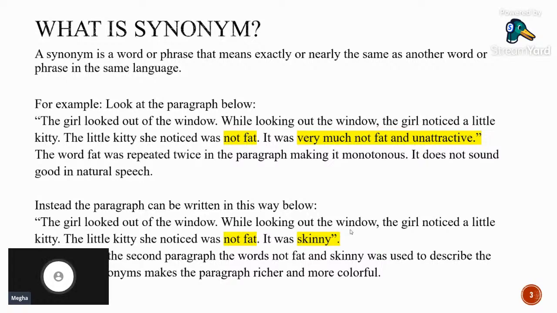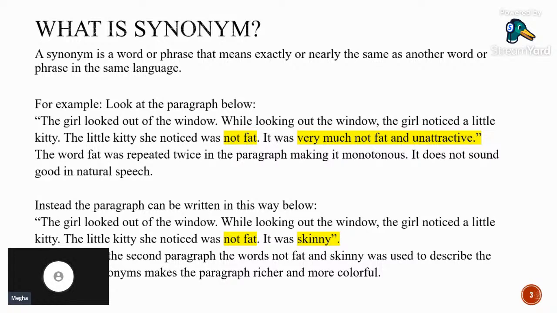So see the second paragraph. Instead, the paragraph can be written as below. The girl looked out of the window. While looking out the window, the girl noticed the little kitty. The little kitty she noticed was not fat, it was skinny. See, for the first "not fat" they didn't replace it with any other word, correct? For the second highlighted words, that is, very much not fat and unattractive, they have replaced it with a single word, which is skinny. So it means the same thing.